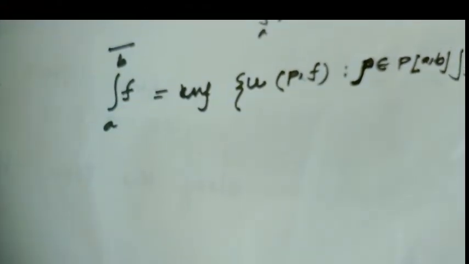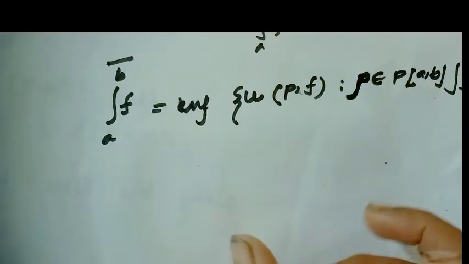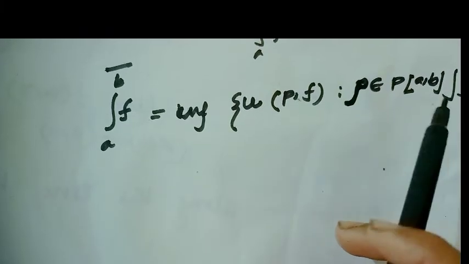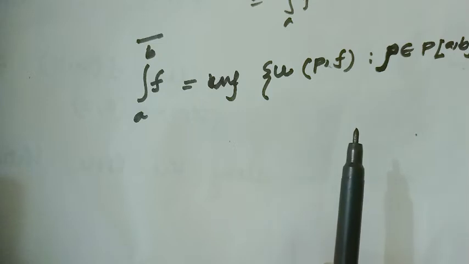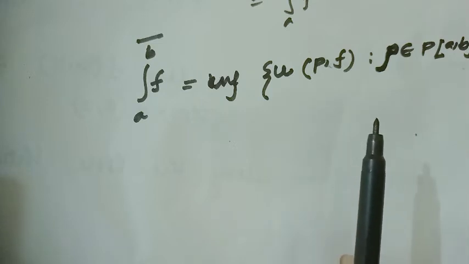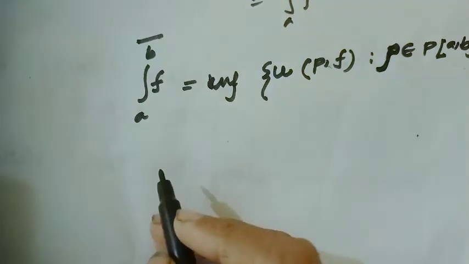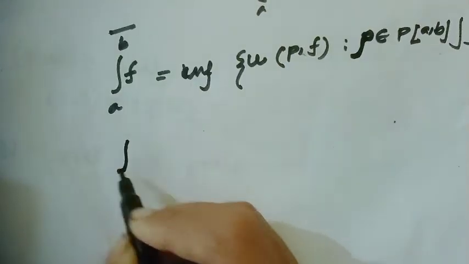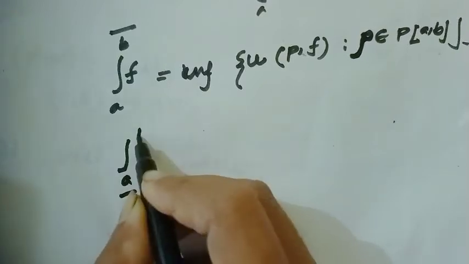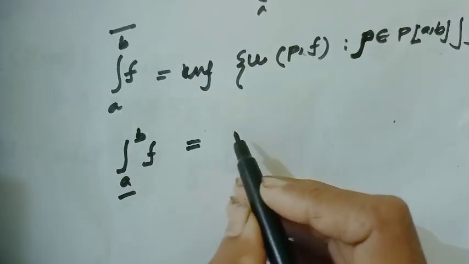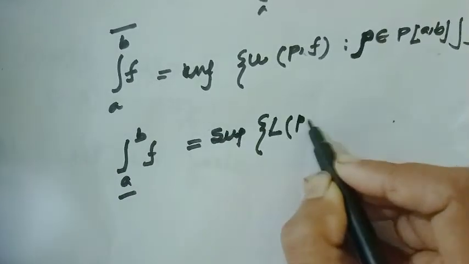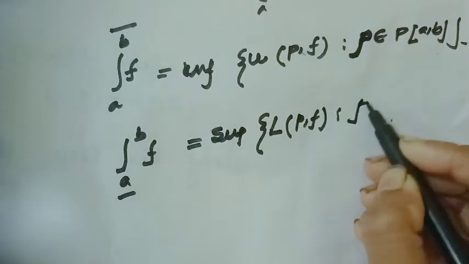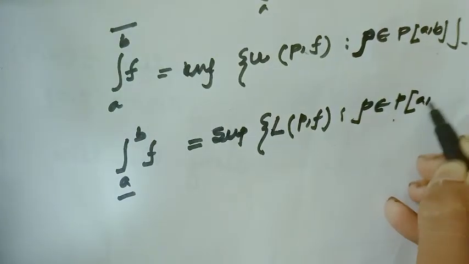Since I have defined the Riemann upper integral, that means if we consider many types of partitions, then the infimum of the set of all U(P,f) is the upper integral. And the Riemann lower integral, denoted as the lower integral from a to b of f, is the same but with the supremum of the set of all L(P,f), where script P is the set of partitions of the interval [a, b].